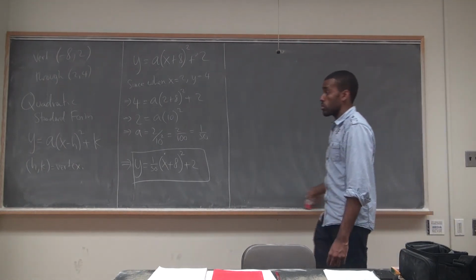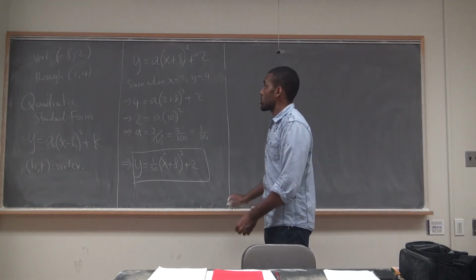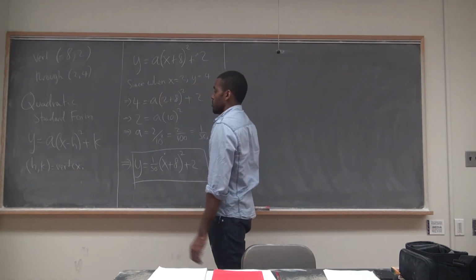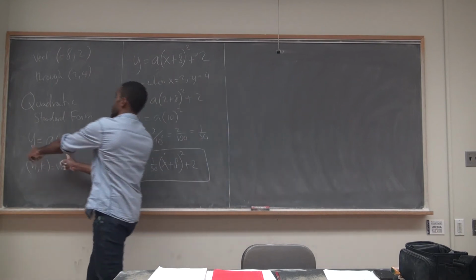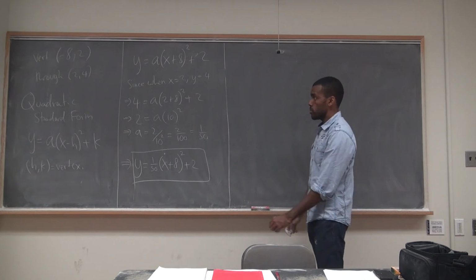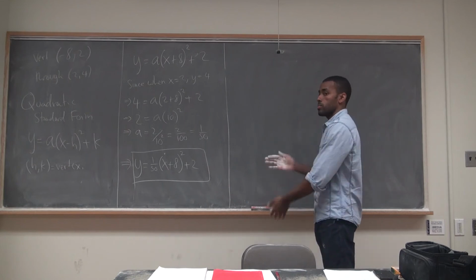If they ask for h and k, the vertex happens at h and k. And if I also know an x and a y, I can solve for the a, which is what I do. Other questions?